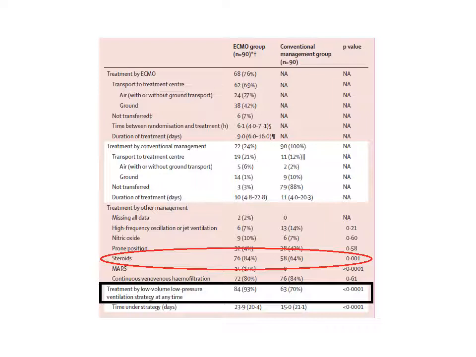But if you look at this table, the patients who were in the ECMO group, more patients received steroids, and the difference, considering the size of the trial here, is clinically significant in addition to being statistically significant. And if you look at another treatment, which was treatment by a low volume, low pressure ventilation strategy, there were more patients in the ECMO group who had ventilation compliant with that sort of regimen as opposed to those in the conventional group.